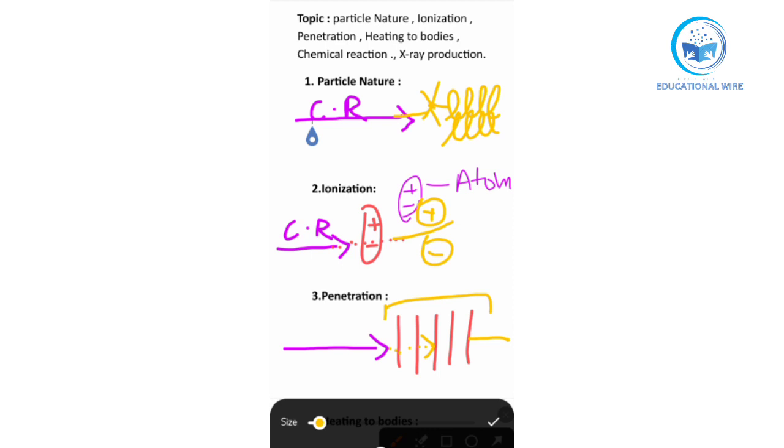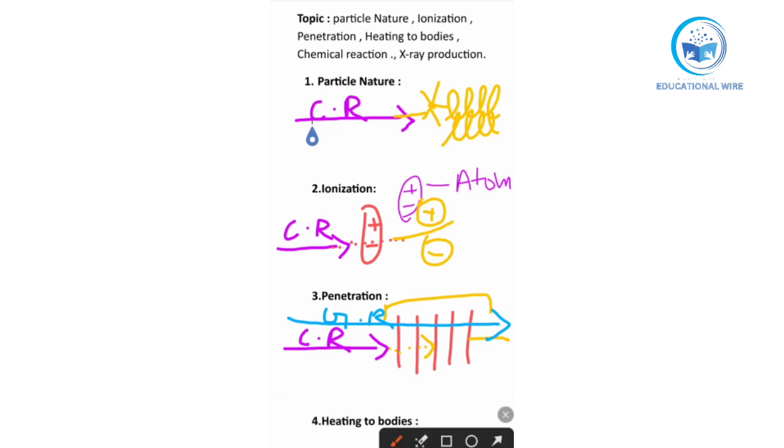But one thing more: we have cathode rays, which have mass, and one more thing, they have charge both. That's why they penetrate. But gamma rays will pass through this whole wall, because gamma rays have no charge and no mass, so that's why they can move easily through it. Okay, so now we will move forward.